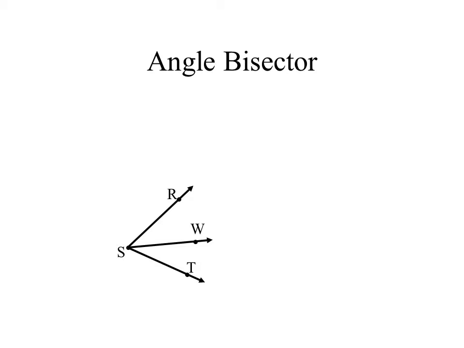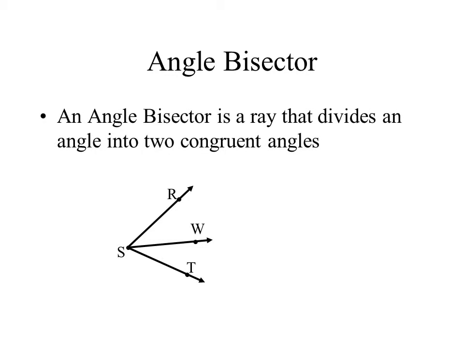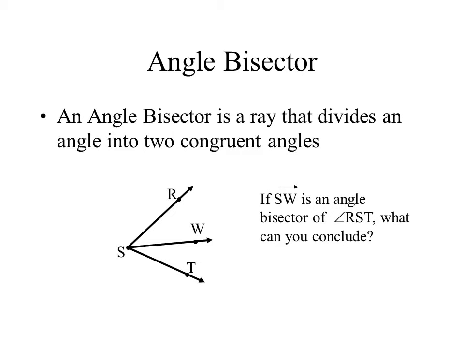Well, we also have angle bisectors. So an angle bisector is a ray that divides an angle into two congruent angles. So here we see ray SW is in the middle of angle RST. So if SW is an angle bisector of an angle RST, what can you conclude? Well, I can conclude that these two angles must be congruent to each other.